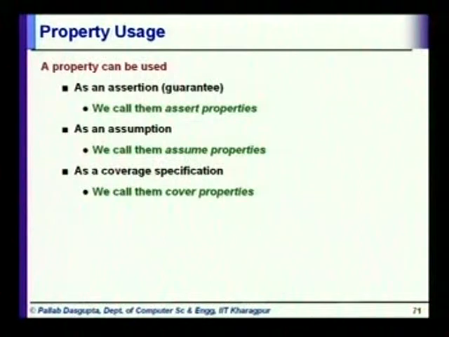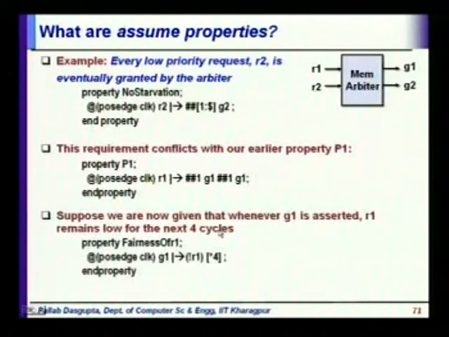Okay, so let us resume our discussion on the three types of property specifications. We were looking at assert properties, assume properties and cover properties. So let us go into an example to see what the assert and assume properties mean. Let us say that we have this property to check on the memory arbiter. This is the same arbiter as we had been discussing before, our previous example.